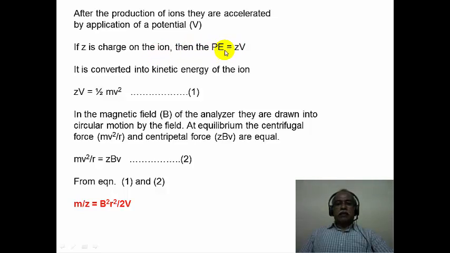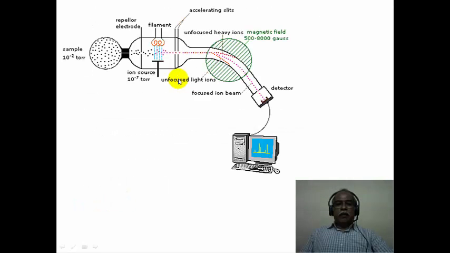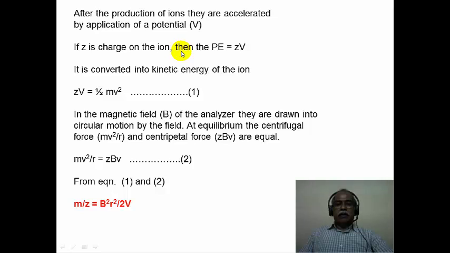So the potential energy of the ions that are produced under the acceleration voltage V essentially corresponds to the charge times the potential, which is ZV. Now it is converted into the kinetic energy of the ion during the course of the acceleration. So the ZV actually becomes half mv square during the process of acceleration. Half mv square is the kinetic energy, m is the mass of the ion, and v is the velocity of the ion under the acceleration voltage V.